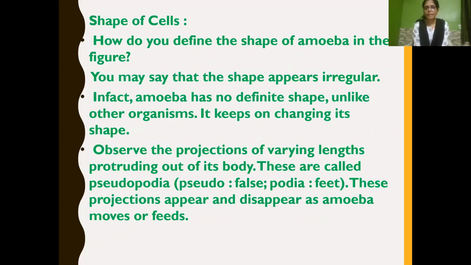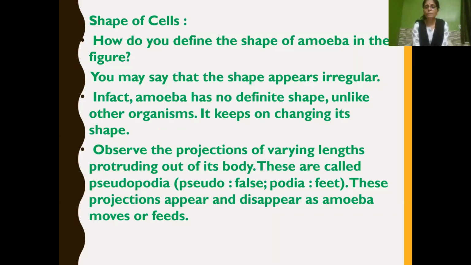Now let's continue with the shape of cells. In the last session we have seen unicellular organisms, for example amoeba and paramecium. How do you define the shape of amoeba in the figure? What we have observed is that its shape appears irregular, isn't it? We can say amoeba has no definite shape like other organisms. It keeps on changing its shape.